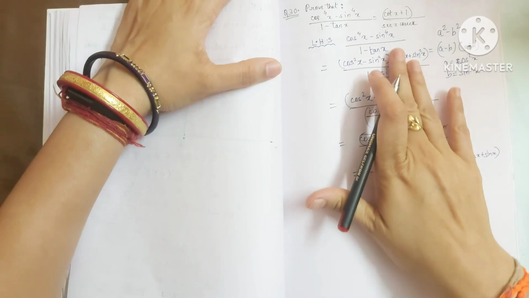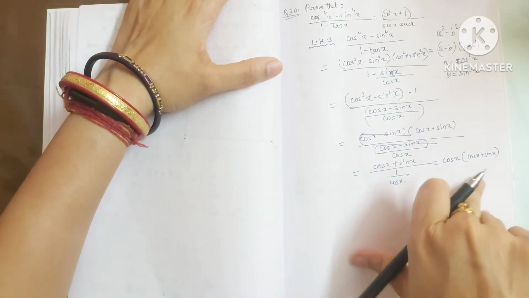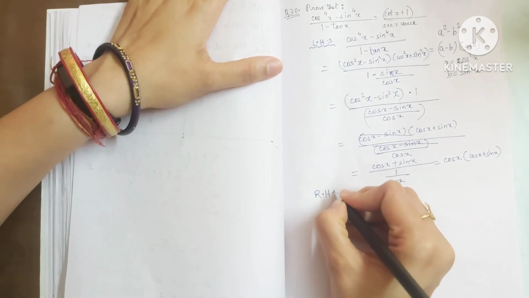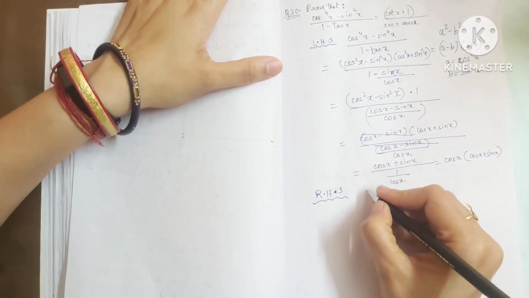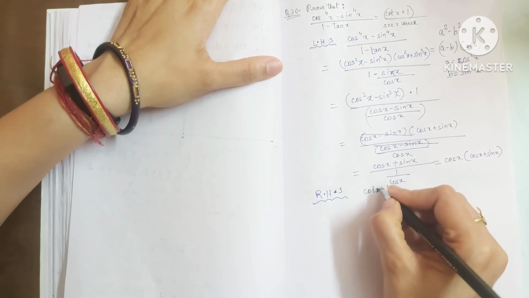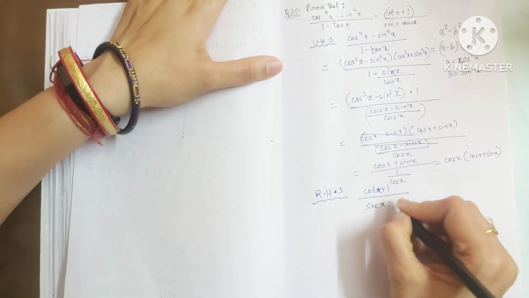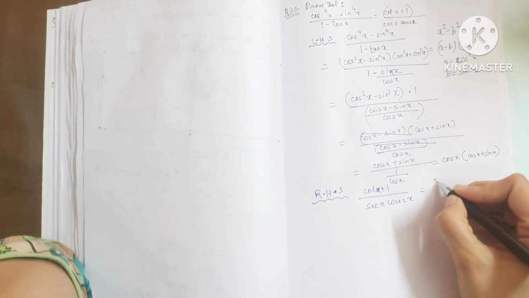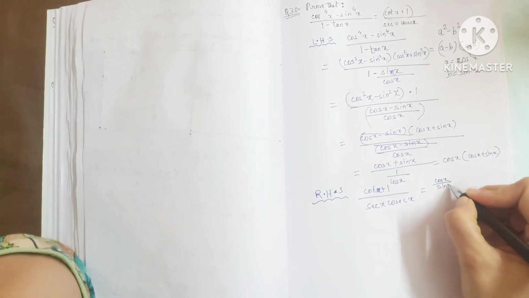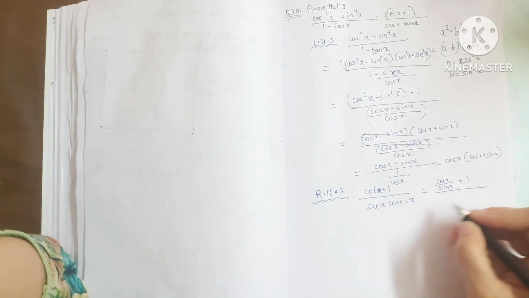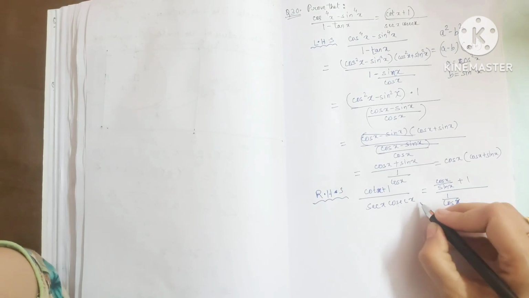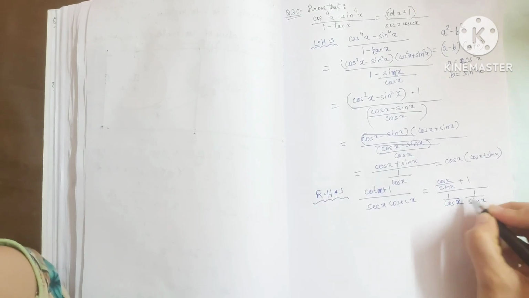Now let's break this right hand side into a similar expression, right? So let's start with the right hand side. Cot x plus 1 by sec x cosec x. Here again we will do that. We will break it down to cos x and sin x. Let's break it down. Cos x by sin x plus 1, and what is sec x? It is 1 by cos x, and what is cosec x? It is 1 by sin x, right?